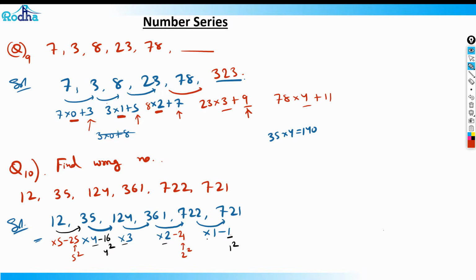So it should be like 124 into 3 minus 9, that is 3 square. 1 square, 2 square, 3 square. So into 3 minus 9 should turn out to be 363, and 362 into 2 minus 4 should be 722, correct, right? That means 361 is wrong here. That's how you have to find a pattern, right?